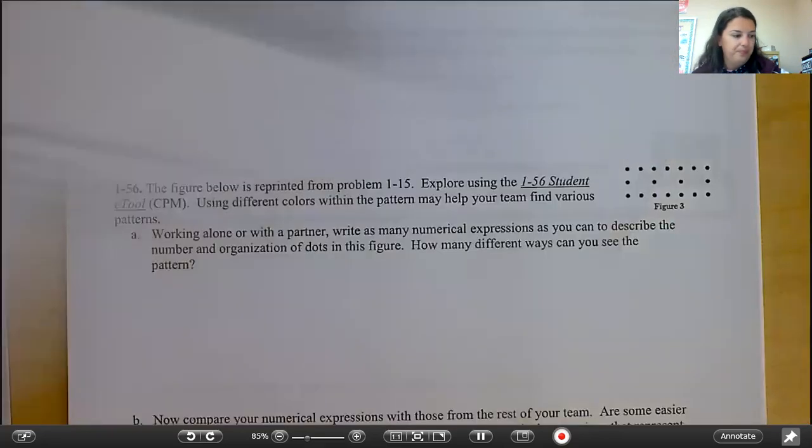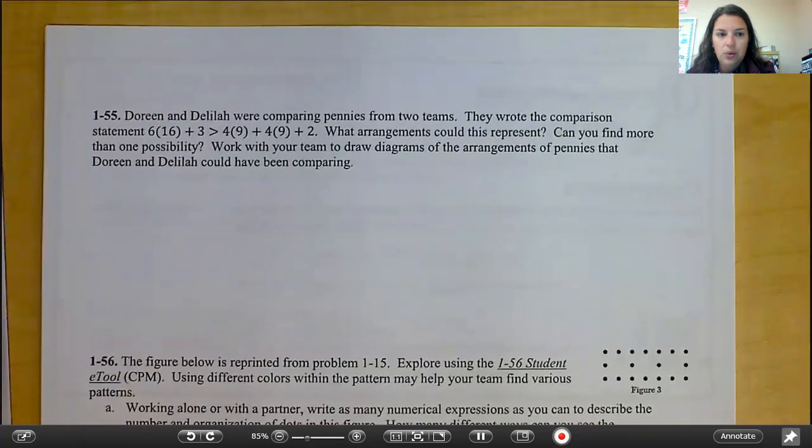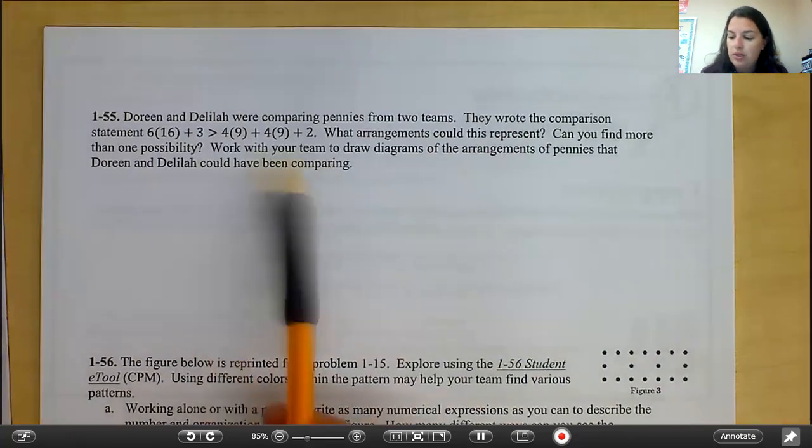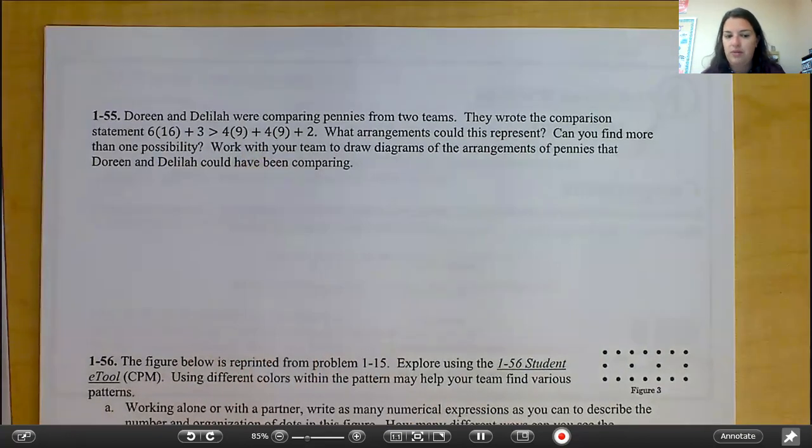Finally, 155. Dorian and Delilah were comparing pennies from two teams. They wrote the comparison statement 6 times 16 plus 3 is greater than 4 times 9 plus 4 times 9 plus 2. What arrangements could this represent? Can you find more than one possibility? Work with your team to draw diagrams of the arrangements of pennies that Dorian and Delilah could have been comparing. So again, there are multiple possibilities here. There's not one right or wrong answer, but I want you to come up with a few diagrams that represent this comparison statement in 155.